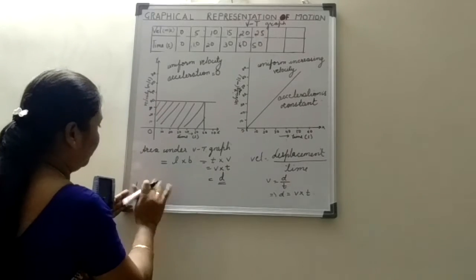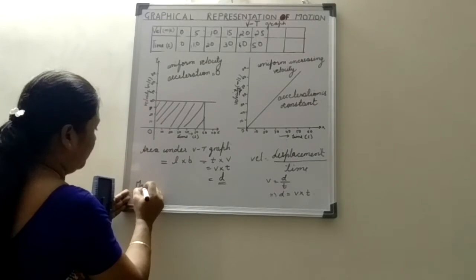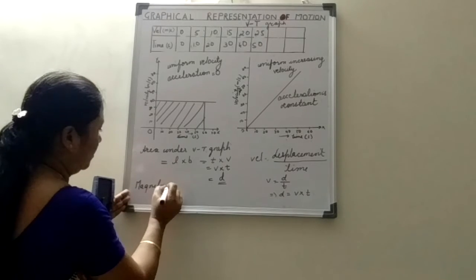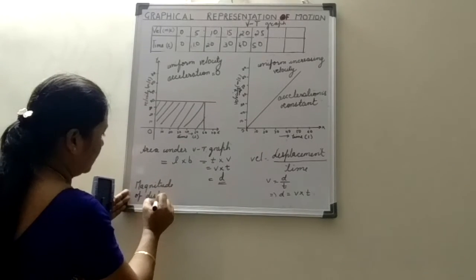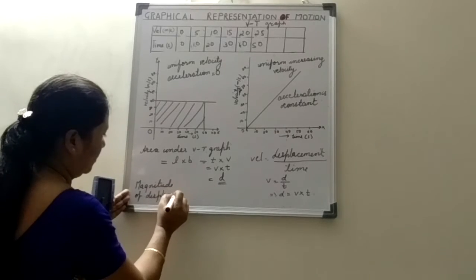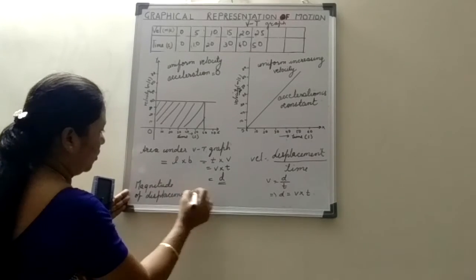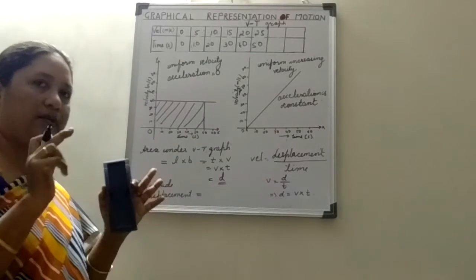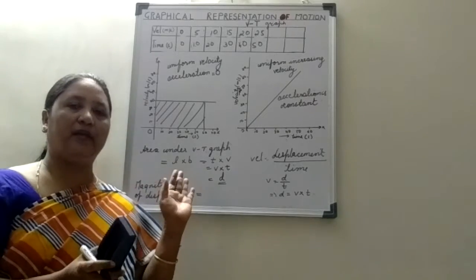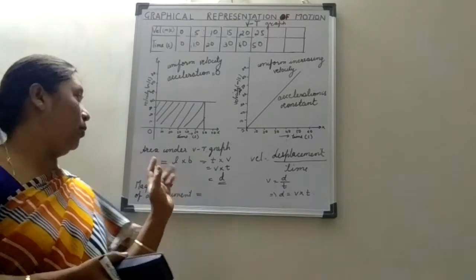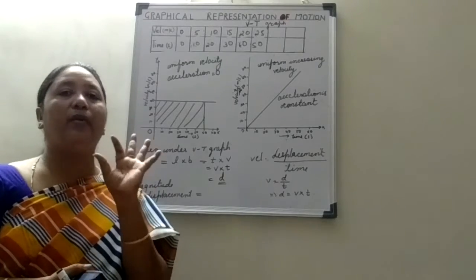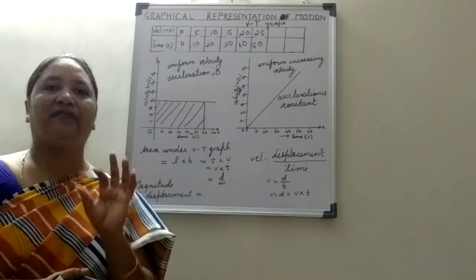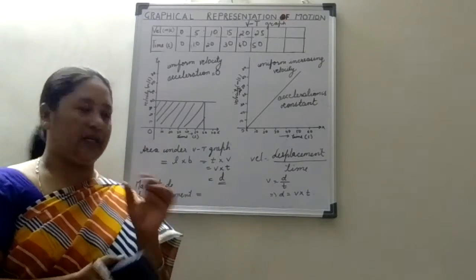So what if I write the magnitude of displacement? Again, I want to give a short recap. Already I have explained in my video what is the meaning of magnitude. Magnitude is the numerical value which defines the measure of an object.